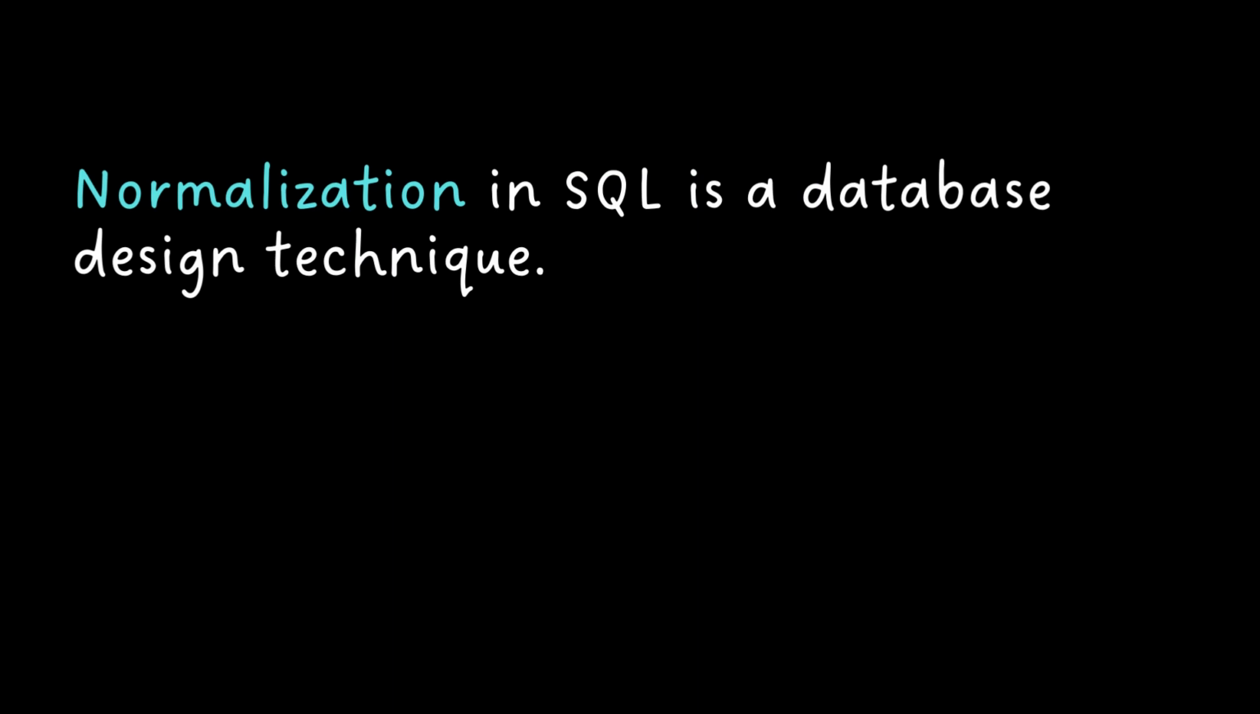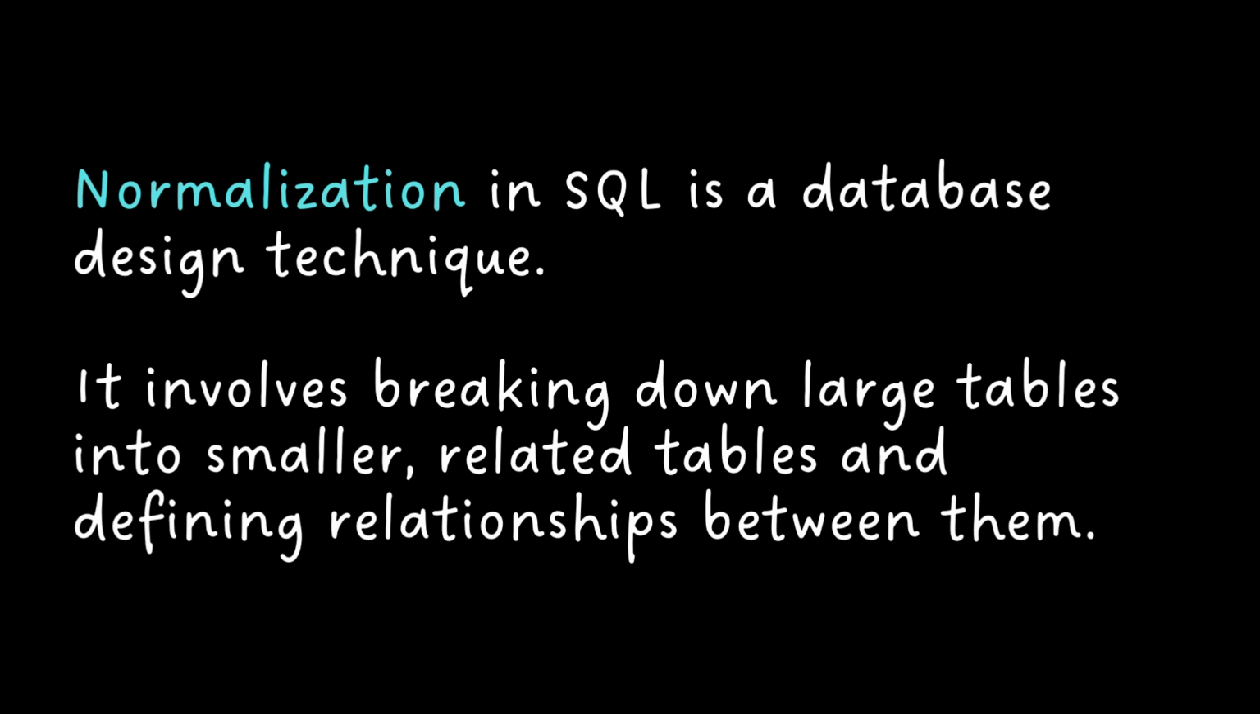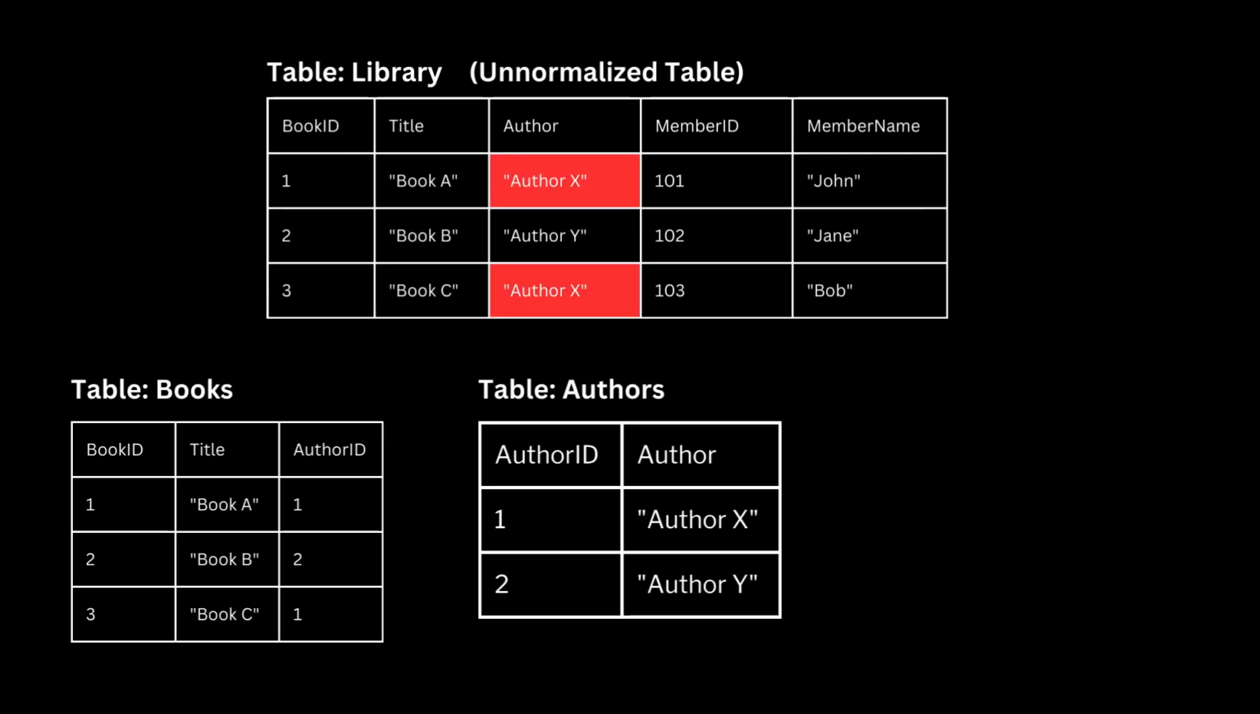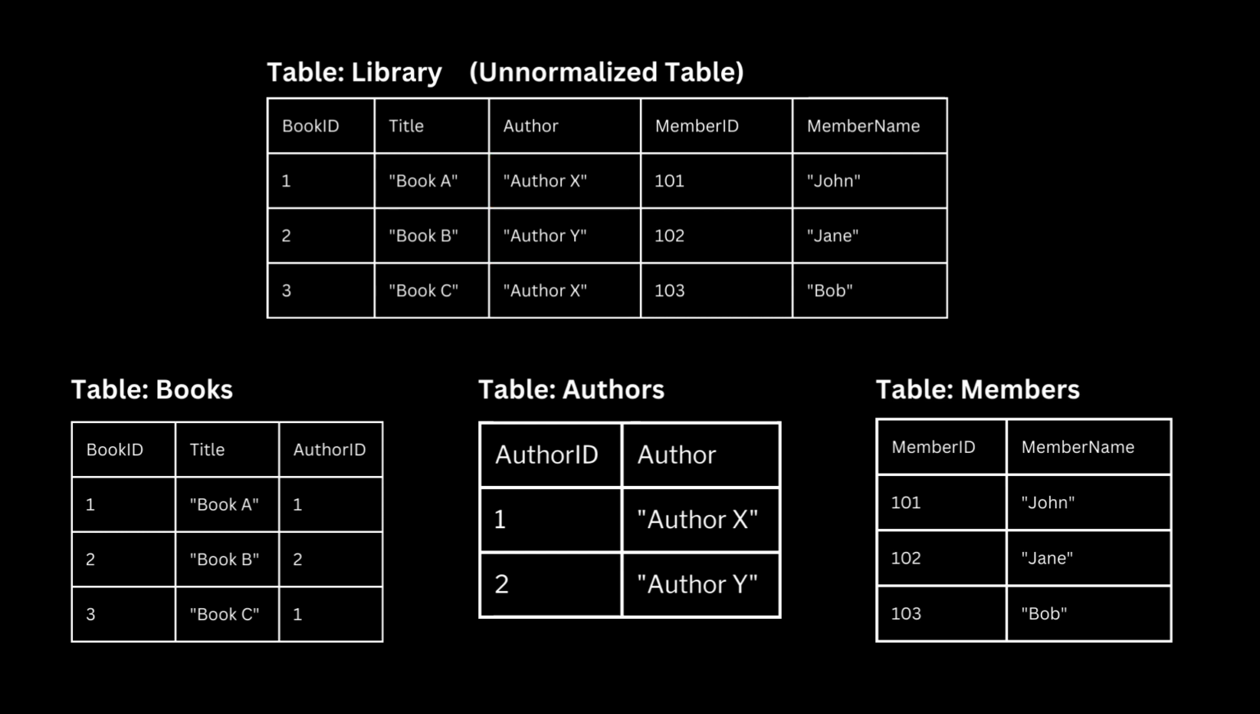Normalization in SQL is a database design technique. It involves breaking down large tables into smaller related tables and defining relationships between them. By normalization, data redundancy is minimized, data integrity is maintained, and data manipulation becomes more efficient.